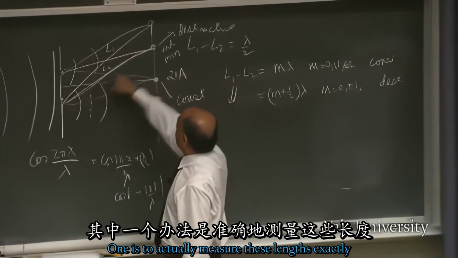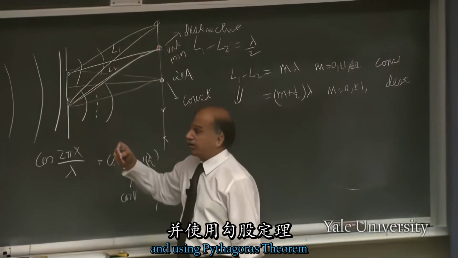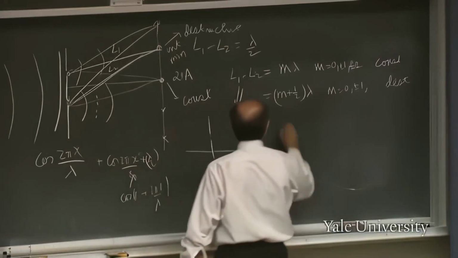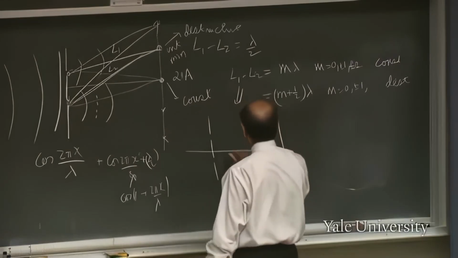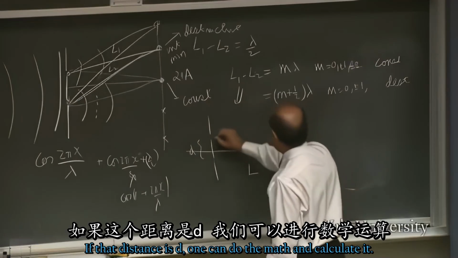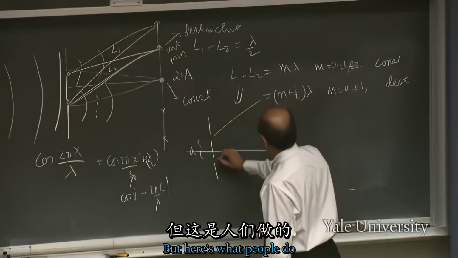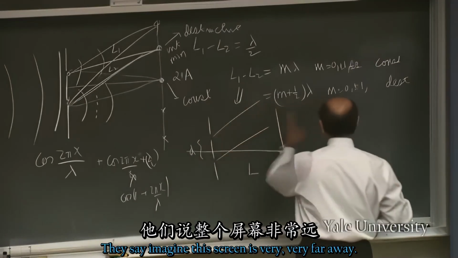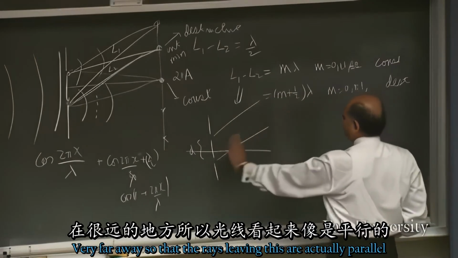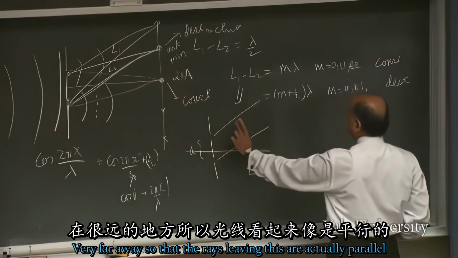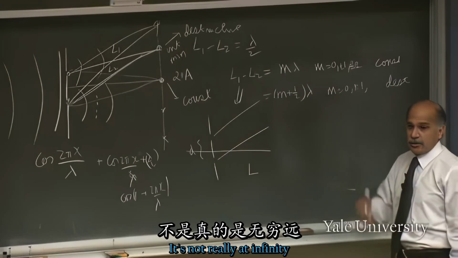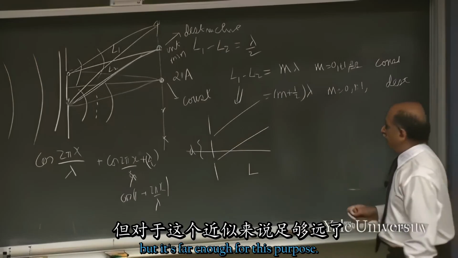One is to actually measure these lengths exactly, and using Pythagoras' theorem, given the distance between the slits, given the distance to the screen, if that distance is d, one can do the math and calculate it. But here is what people do. They say, imagine this screen is very, very far away, so that the rays leaving this are actually parallel because they meet at infinity, and that's where your screen is. It's not really at infinity, but far enough for this purpose.